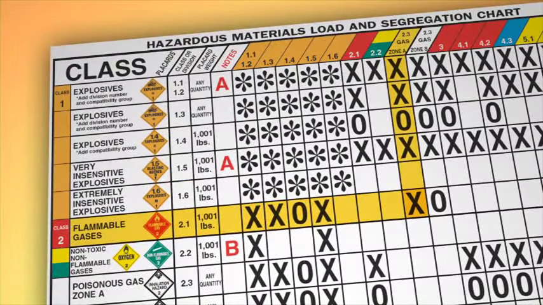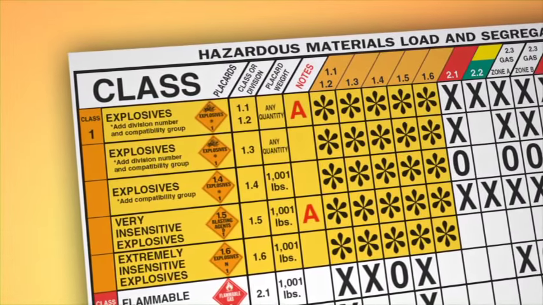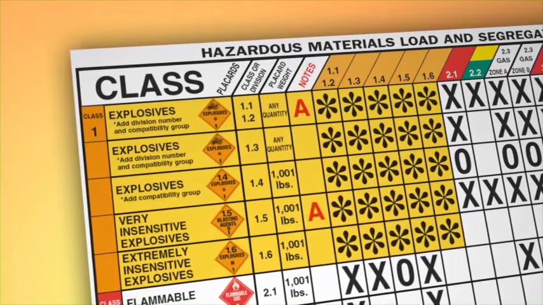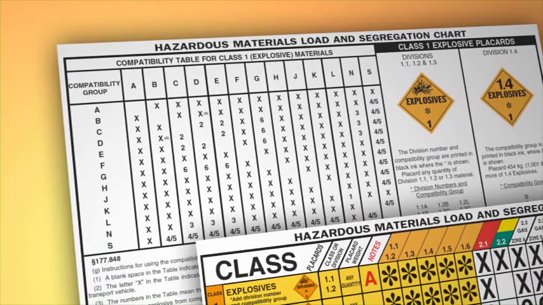It's easy to read and use. An X indicates that materials cannot be loaded and stored together. An O indicates that they cannot be loaded together unless they're separated to prevent the materials from mixing in the event of an accident or incident. And if the space is blank, it means that no restrictions apply. For Class 1 explosives, you may see a star or an asterisk. This indicates that segregation among some of the different Class 1 explosives is governed by a separate compatibility table used only for Class 1 explosives.